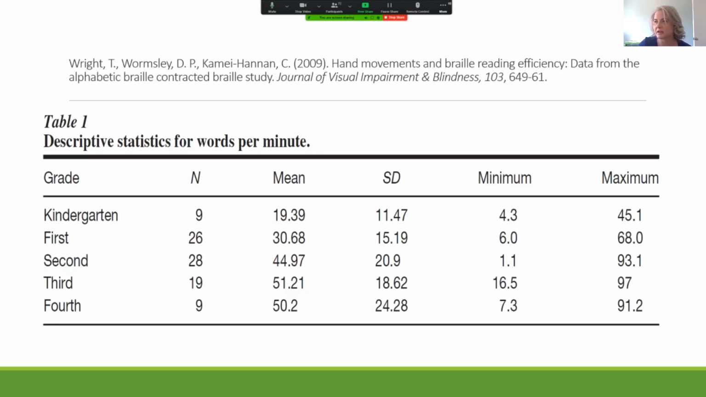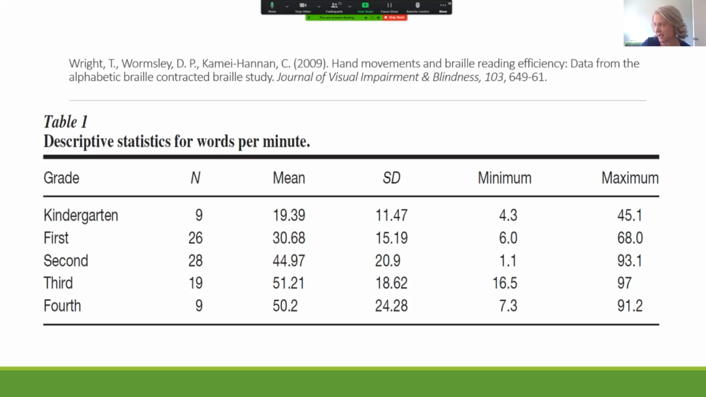So this is another table that was taken from the ABC Braille study. This is from the Hand Movements project that I worked on with Diane Wormsley and Cheryl Kamei-Hannon. And so we have some more information about reading speeds on students. I won't go through this in quite as much detail, but once again, the averages are very comparable. The average reading speed for kindergarten was not quite 20 words per minute. The average reading speed for fourth grade was only 50 words per minute.